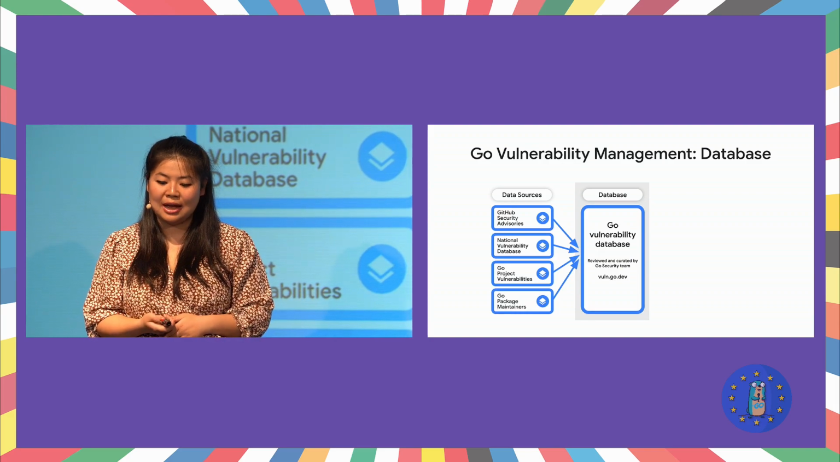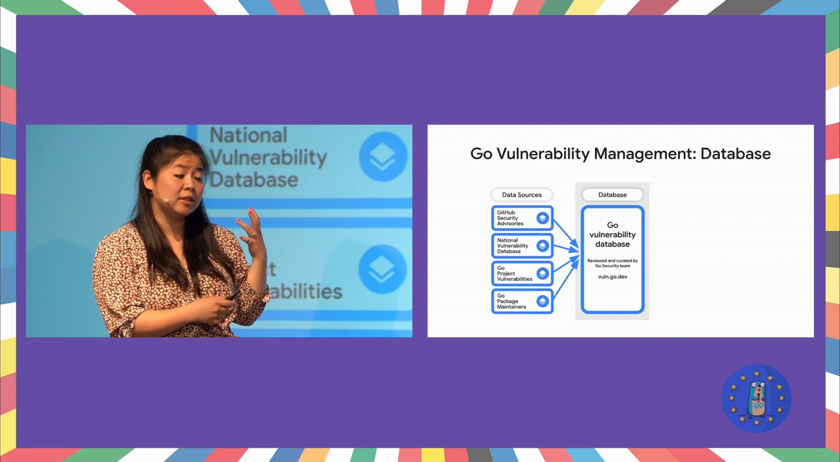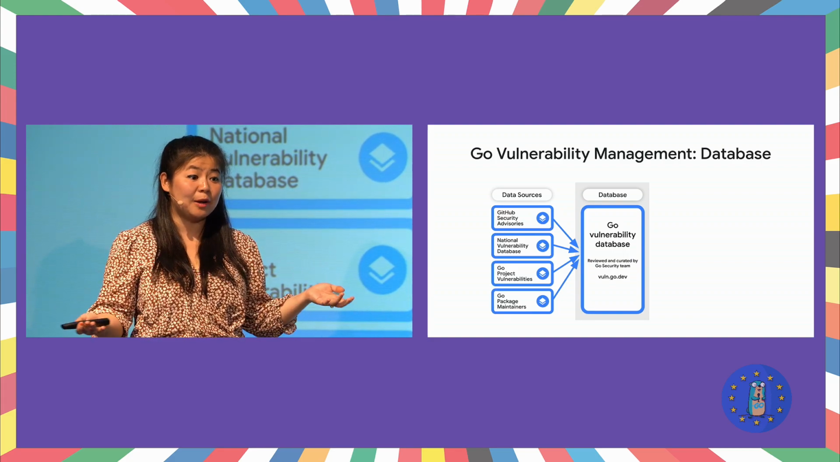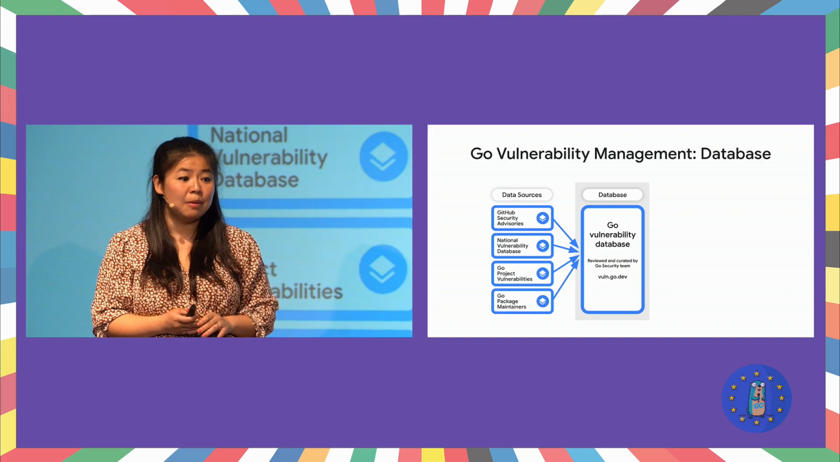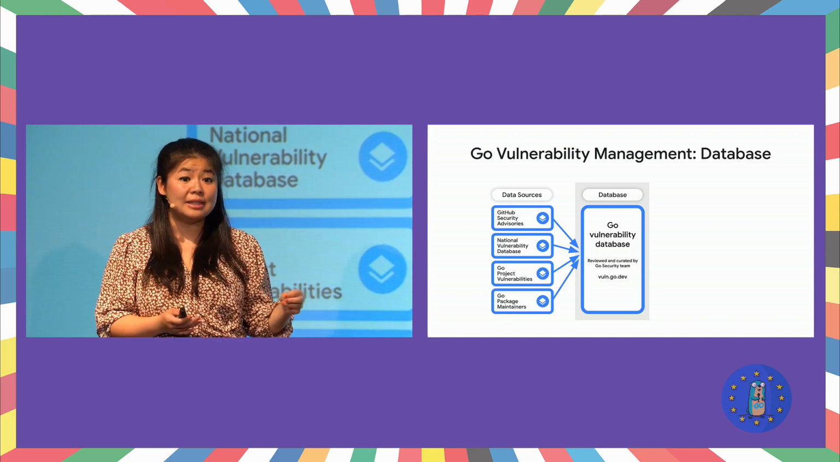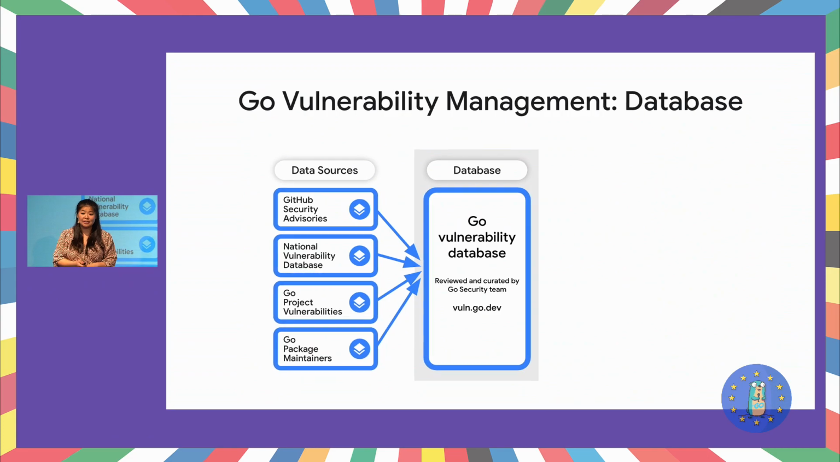And I mentioned that in addition to wanting our data source to be comprehensive, we also want it to be high quality. And so to do that, what happens is that before a report goes into the database, someone on the Go security team actually reviews and curates this information. That way, we can be sure to maintain a consistent quality and style. And we also want to add more granular information, such as data about which vulnerable functions are actually being called inside that package. We take these reports and format them according to the OSV format, and then they are all publicly accessible via vuln.go.dev.